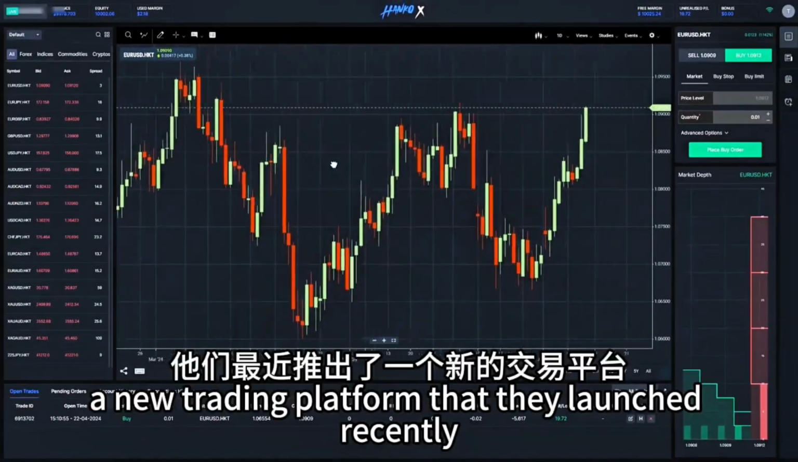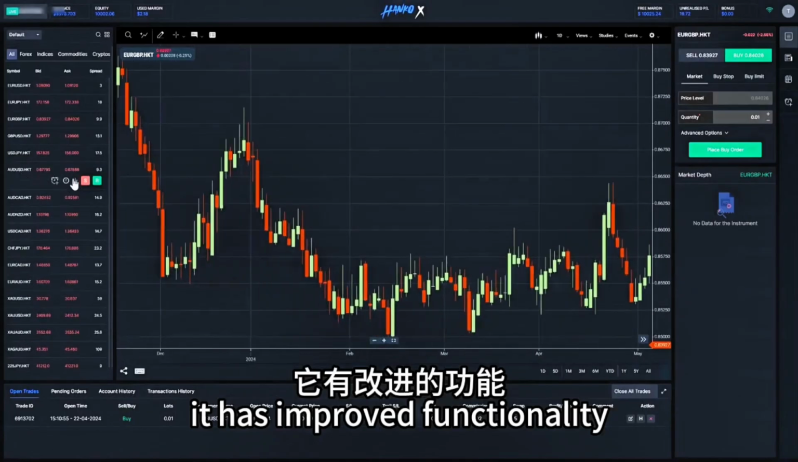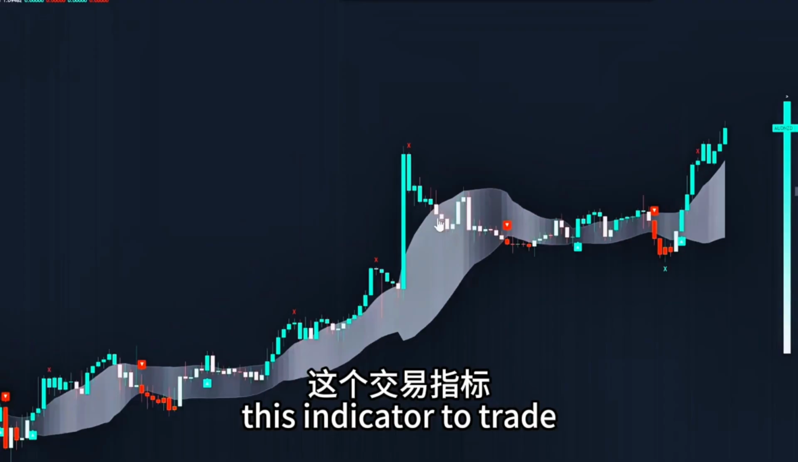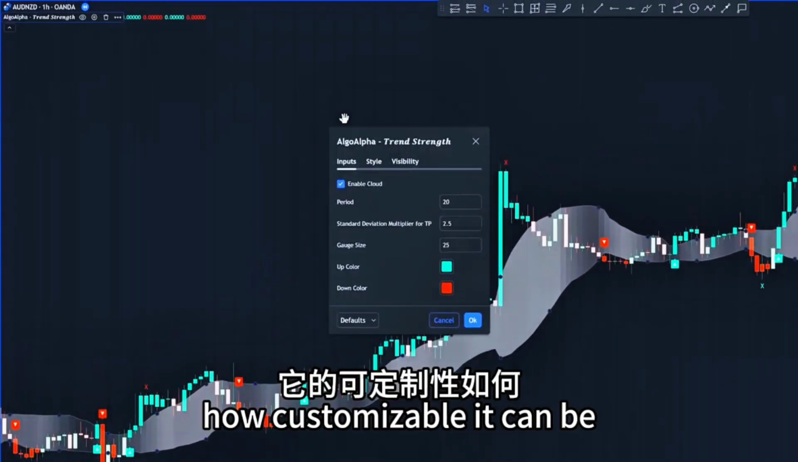This is actually a new trading platform that they launched recently. It has improved functionality, fast execution, and overall better user interface. This indicator to trade, let's access the settings of it and see how customizable it can be.